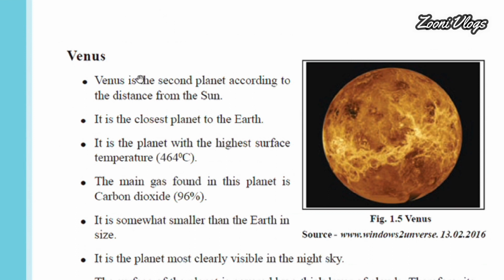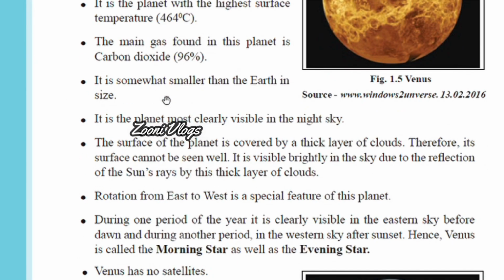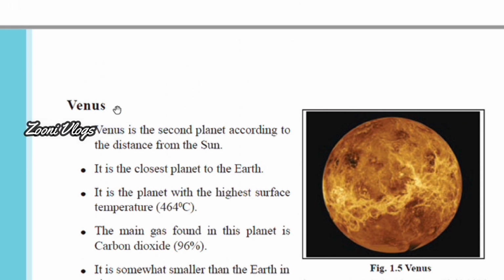Venus is the second planet according to the distance from the sun. Now what is the first one? The first one is Mercury, which we studied about. And the second one is Venus. Now you can see here there's a picture of Venus. It is the closest planet to the Earth.